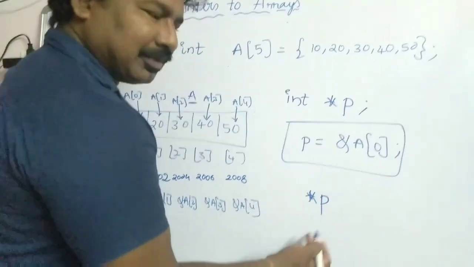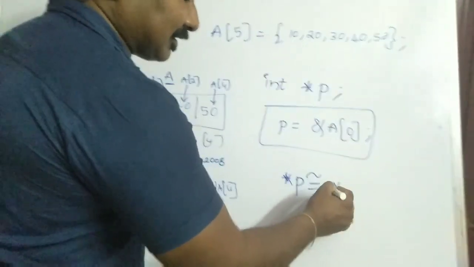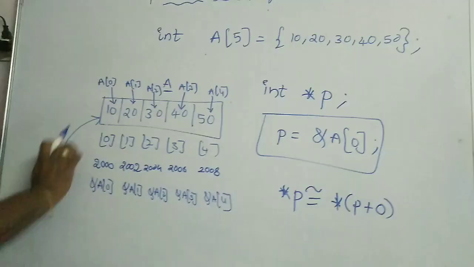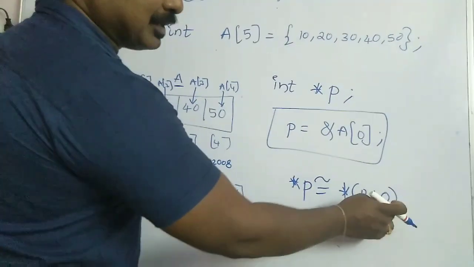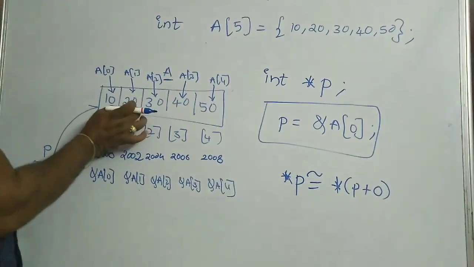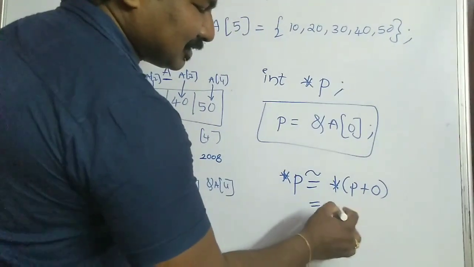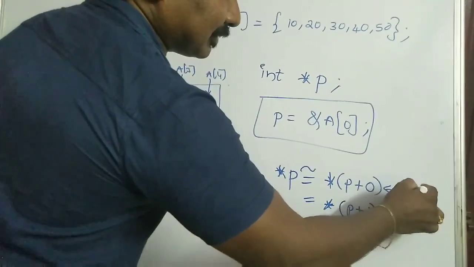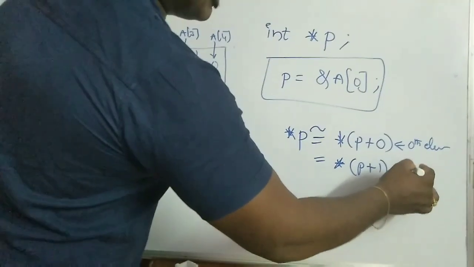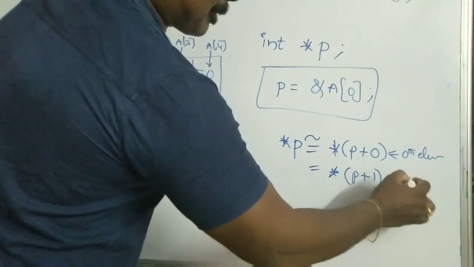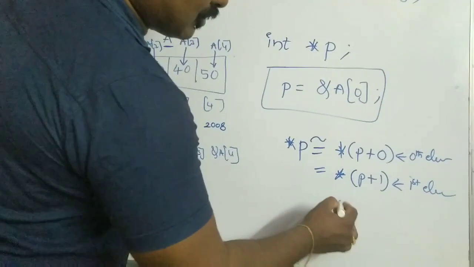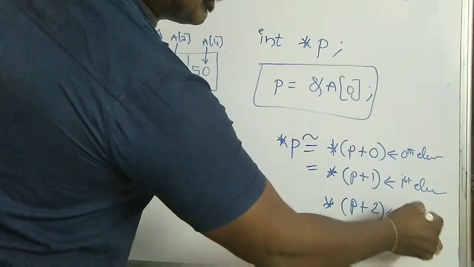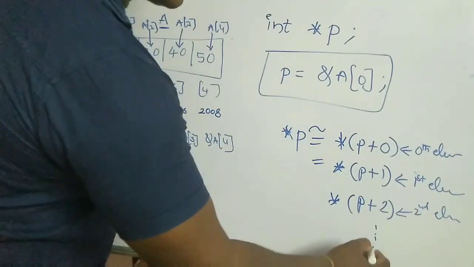This star p can be called star of p plus index 0. Because it is pointing to the first element, I can write it as star of p plus 0. Then the second element can be written as star of p plus 1. So this is the 0th element and this is the first element, and the next element can be called star of p plus 2, the second element. Similarly, you can access all the elements.